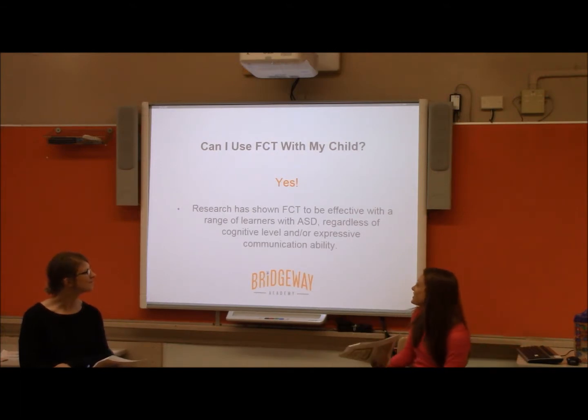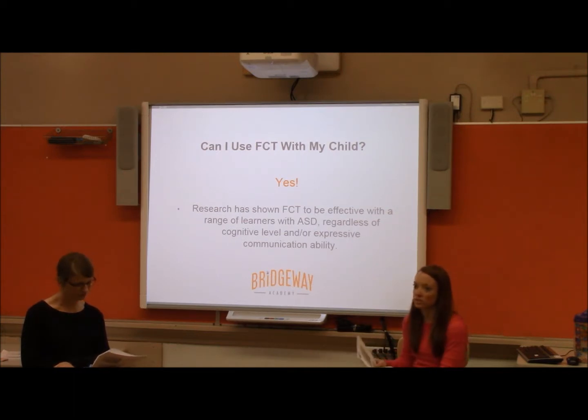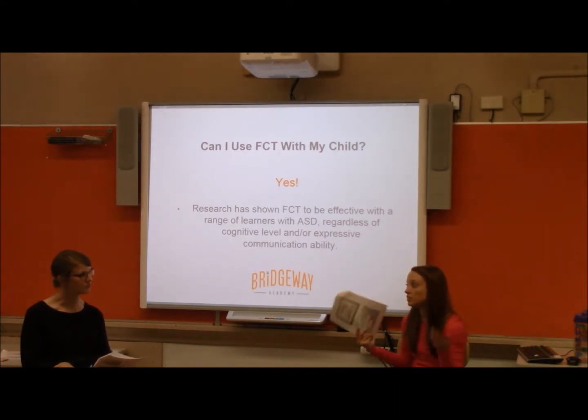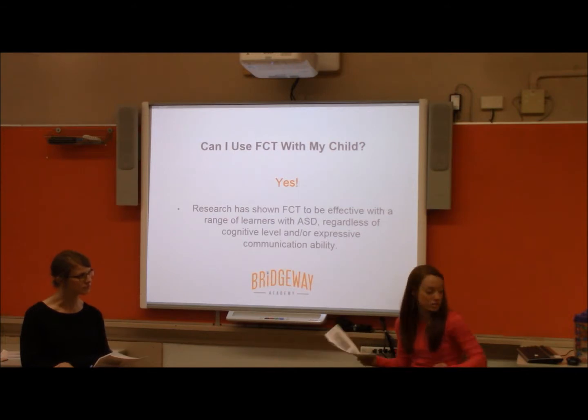Research has shown FCT to be effective with a range of learners with ASD, regardless of cognitive level and or expressive communication ability. So it doesn't matter whether your child can communicate vocally or what mode they use, FCT is something that can be used across all learners.